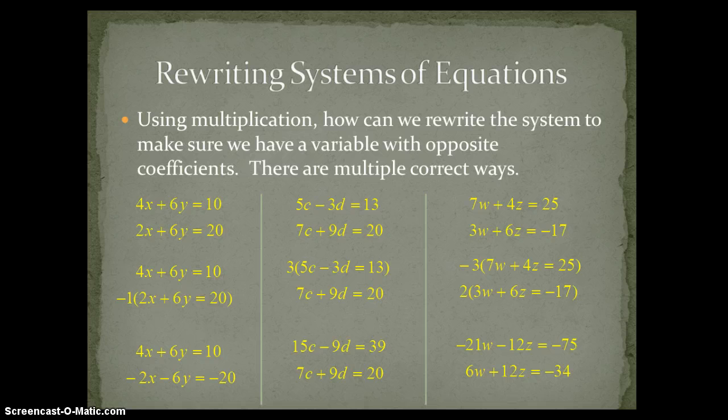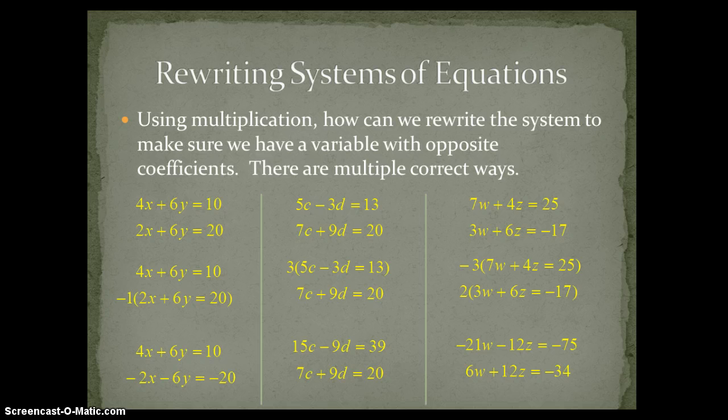So, for example, our first system is 4x plus 6y equals 10 and 2x plus 6y equals 20. We don't have variables with opposite coefficients. However, the y's are very similar. I have positive 6y and positive 6y. So one way I could make those different is to multiply the second equation by negative 1. By doing this, now I get negative 2x minus 6y equals negative 20. And the first one stays the same, 4x plus 6y equals 10. And now I have opposite coefficients.